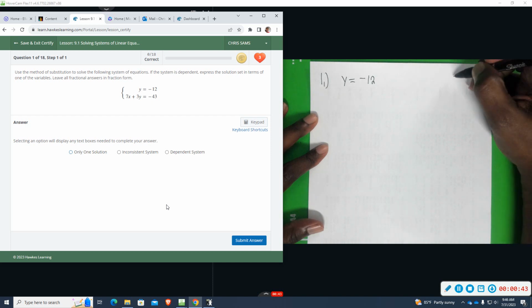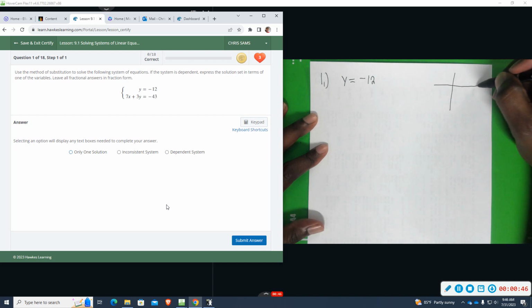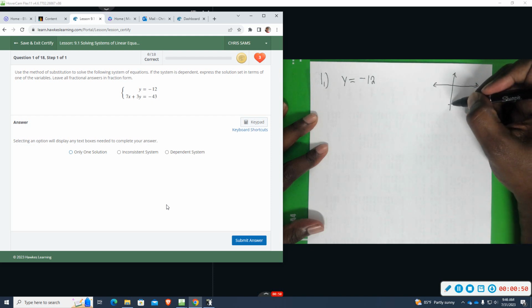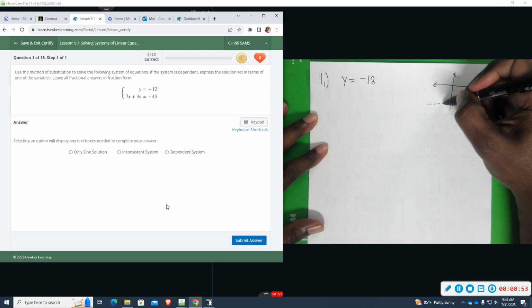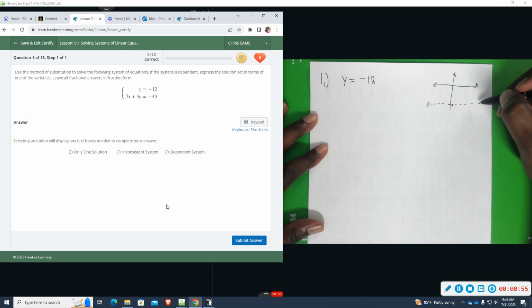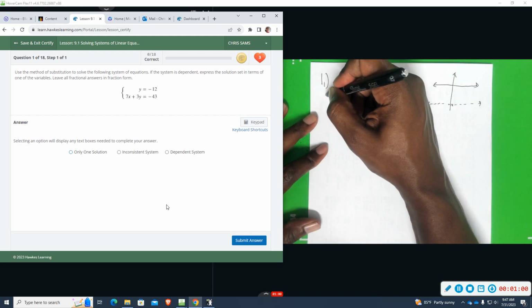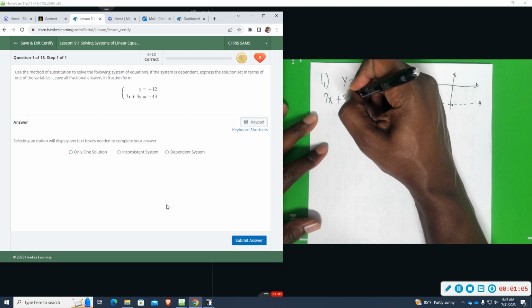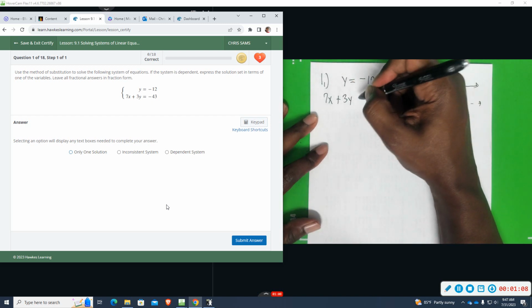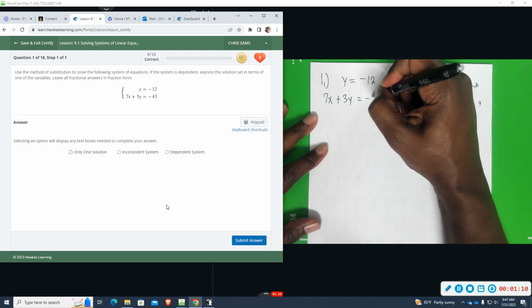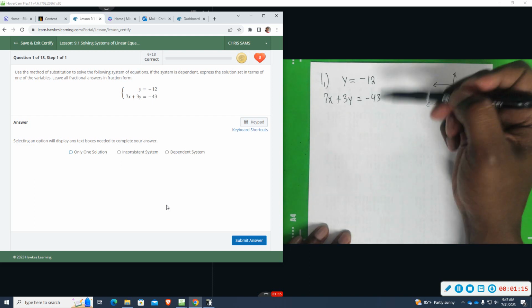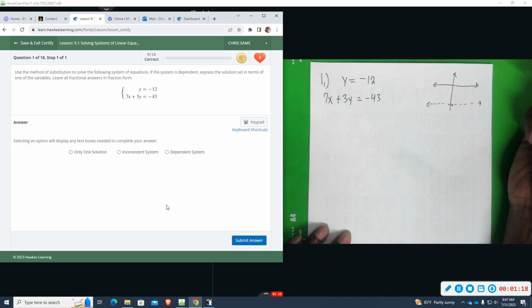If it was graphed, it would look something like this: here's the x-axis and y-axis. At -12, you have just a horizontal line crossing y at -12. Okay, so we just got a horizontal line there. And then the second equation that we're given is 7x plus 3y equals -43. So with substitution, they just basically want you to replace or substitute one value into the other equation.